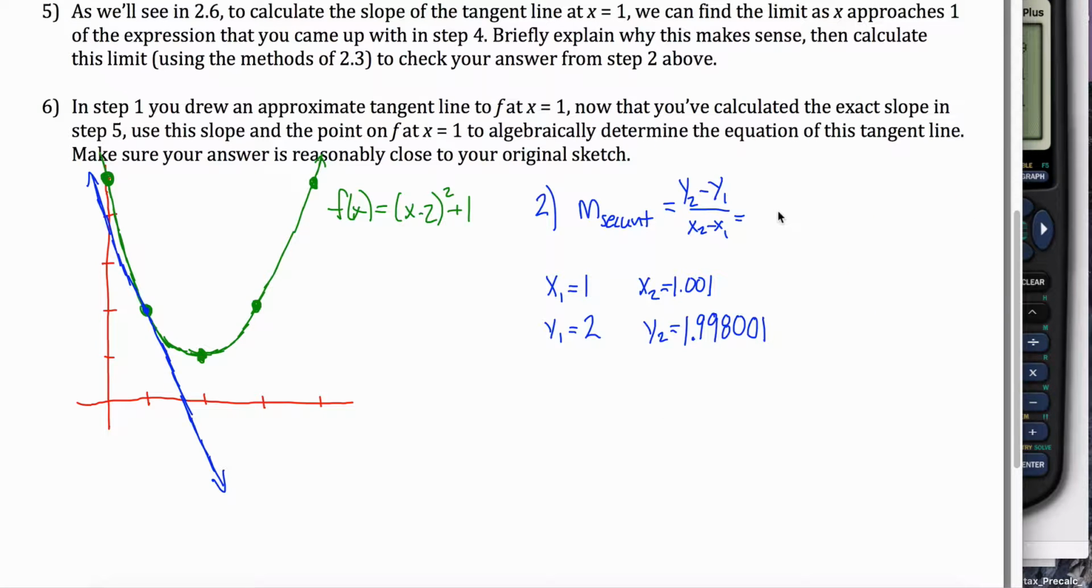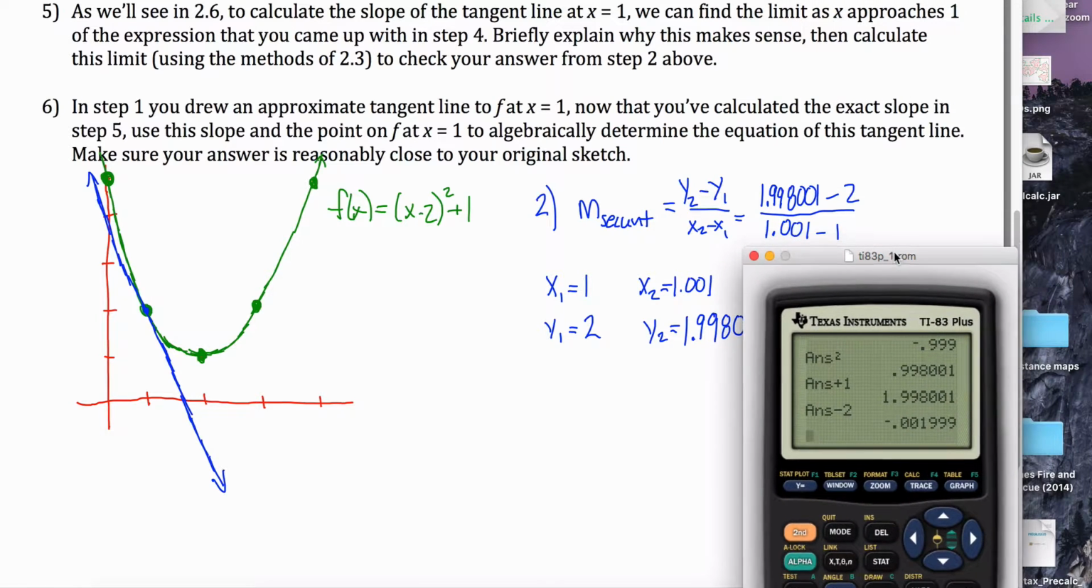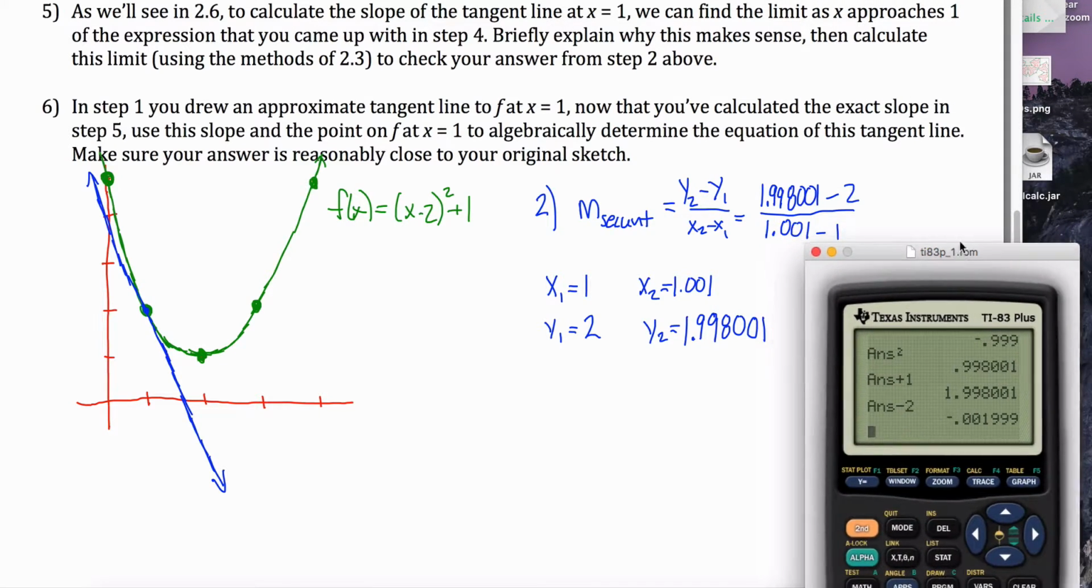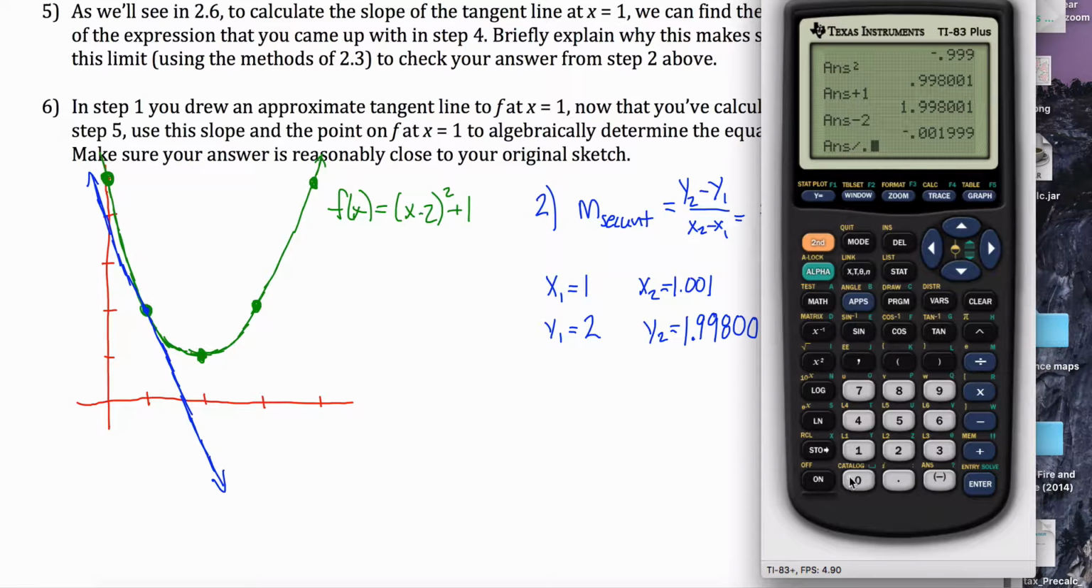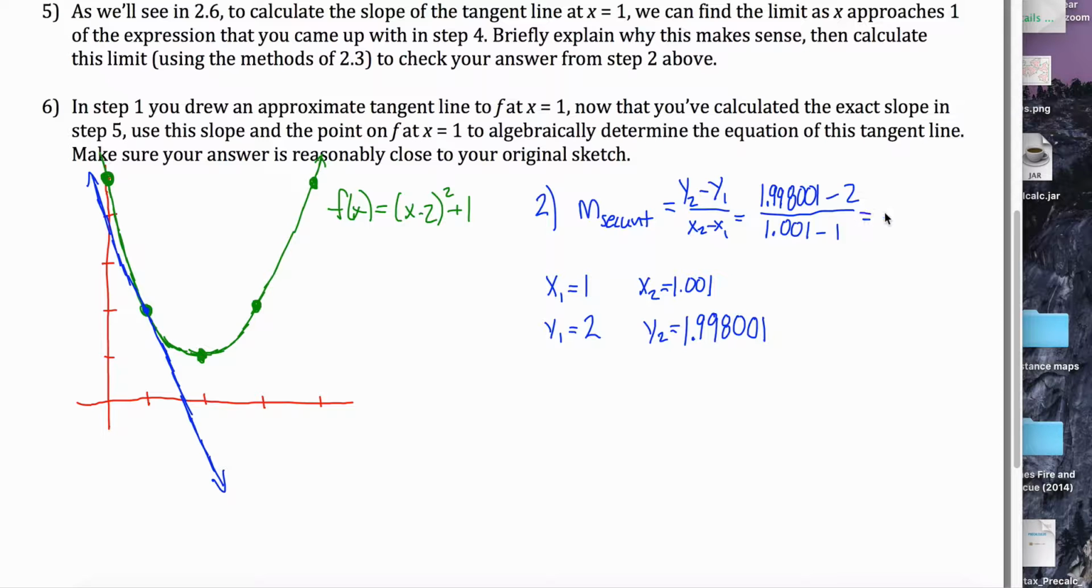So if I plug in all these numbers, I get 1.998001 minus 2 divided by 1.001 minus 1, which I guess I should be able to do in my head, but I'm not going to. I'm going to take that number and subtract 2 from it, and that gives me this. And then I want to divide that by this difference, which is 0.001, which just means move the decimal place 3 spots to the right, and I got negative 1.999. I think that's all I need my calculator for. So this is equal to negative 1.999.